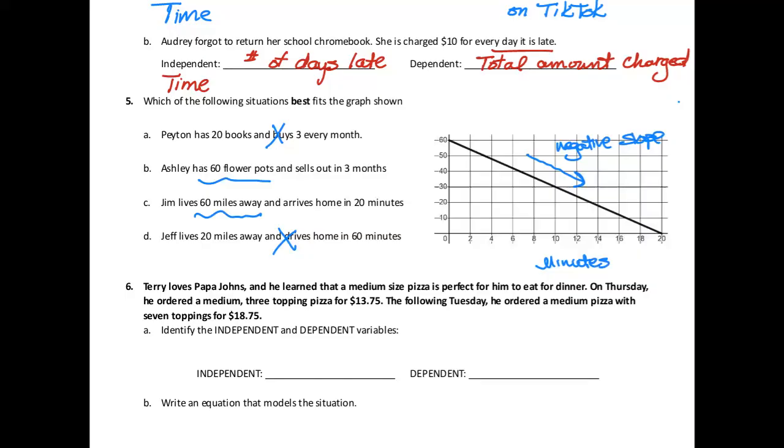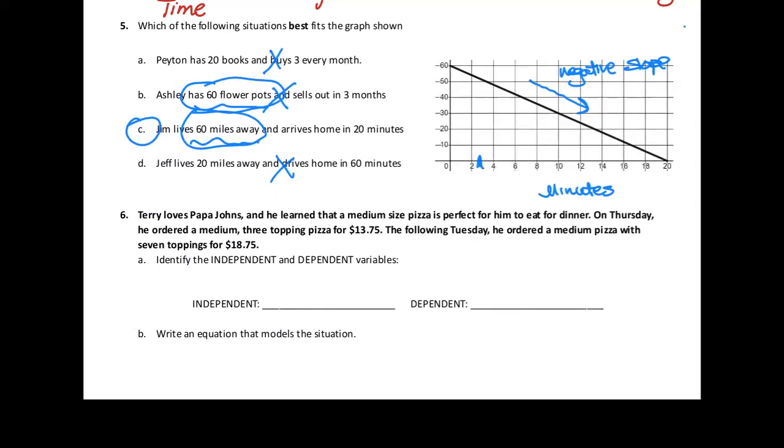Sells out in 3 months. Yeah, I don't think it is that. Yes, I would say it is C. Y-intercept is 60, so that tells you where you are starting, and both of those started with 60, but sells out in 3 months. Nothing indicates 3 down here. If this was months, 3 months would be here. So that is not the correct one there. So letter C is the correct answer. Very good.